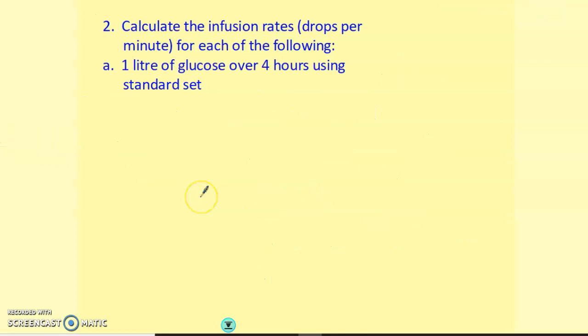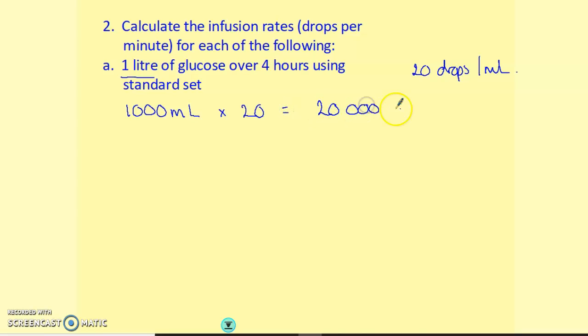Question 2, I want to calculate the infusion rates, the drops per minute for each of the following. So the first one, I've got 1 litre of glucose over 4 hours using a standard set. Standard set is 20 drops per ml. Okay, so 1 litre is 1,000 millilitres. So 1,000 millilitres is 20,000 drops. Okay, so we're at 20,000 drops in total.